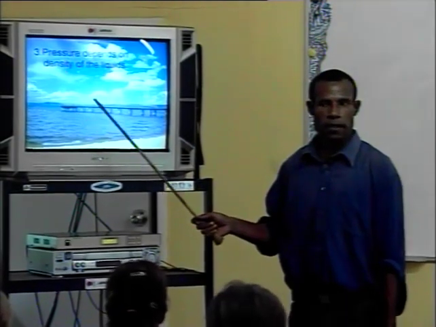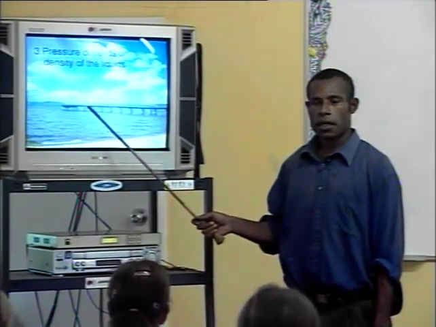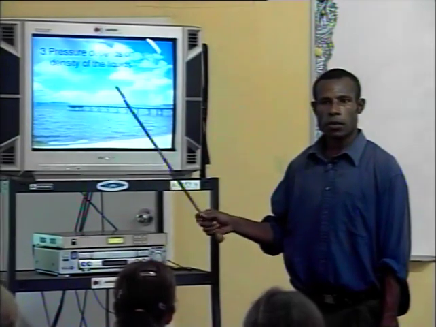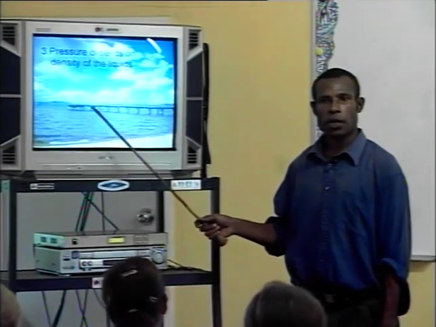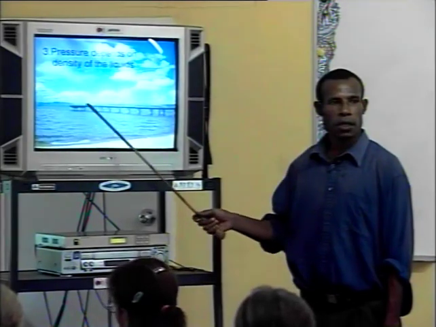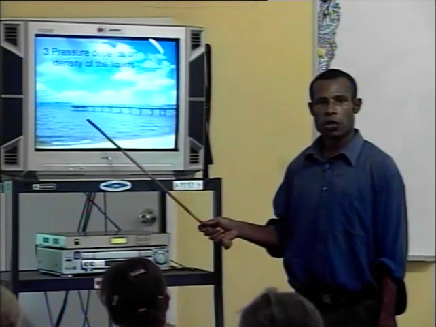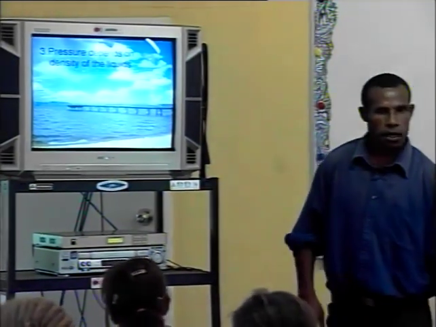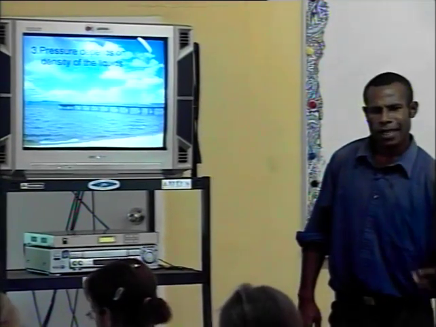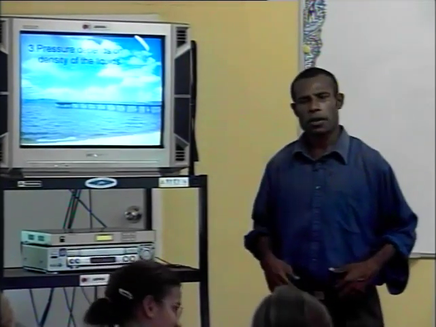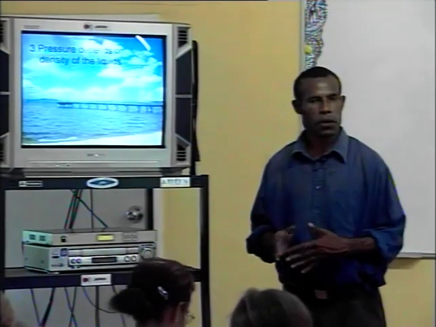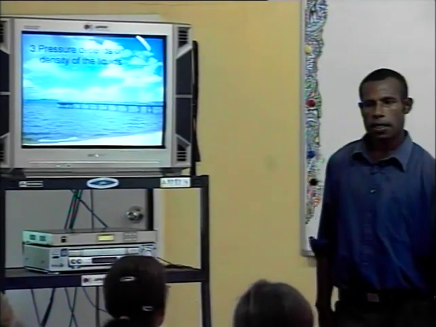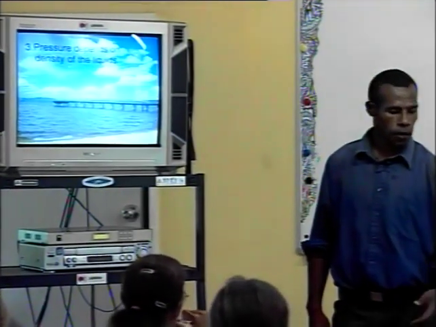If they have their own densities, then probably the lighter one will have less pressure, while the more dense one will have more pressure. It can be other liquids such as fuel, like kerosene or petrol. Each one of these has its own density. The lighter one has less pressure.